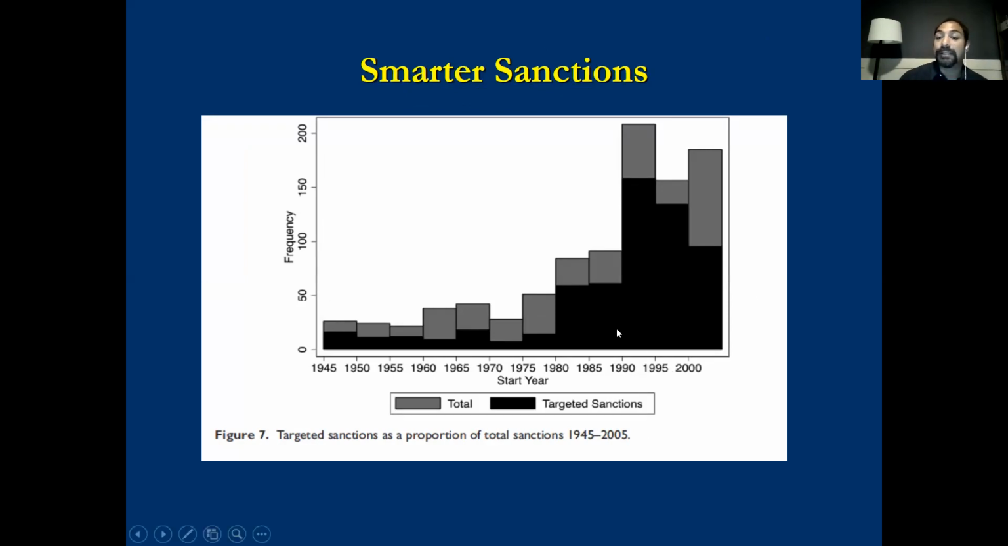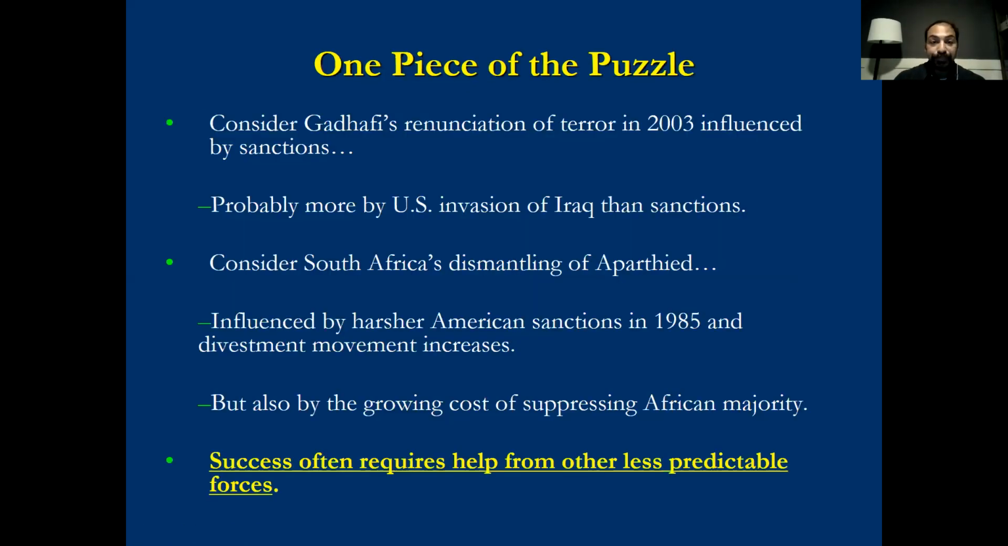That grew up in the 1980s. It really ballooned in the 1990s. We're seeing a downward trend here, but generally the trend is up, that we're seeing more and more targeted sanctions. Smarter sanctions are becoming an increasing part of the portfolio. So that's one piece of the puzzle here.